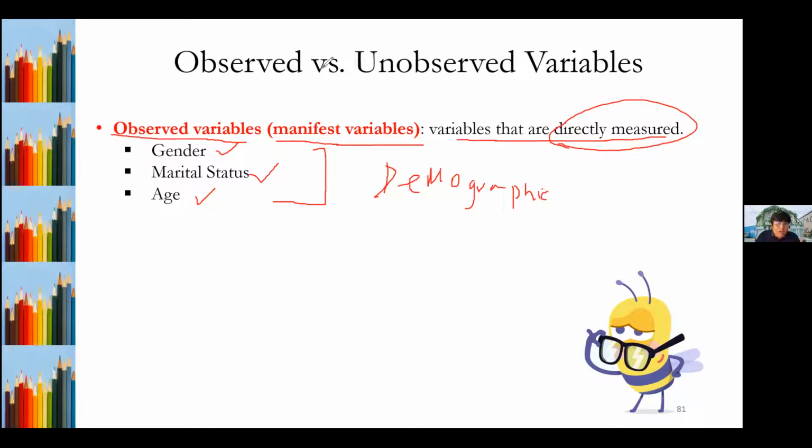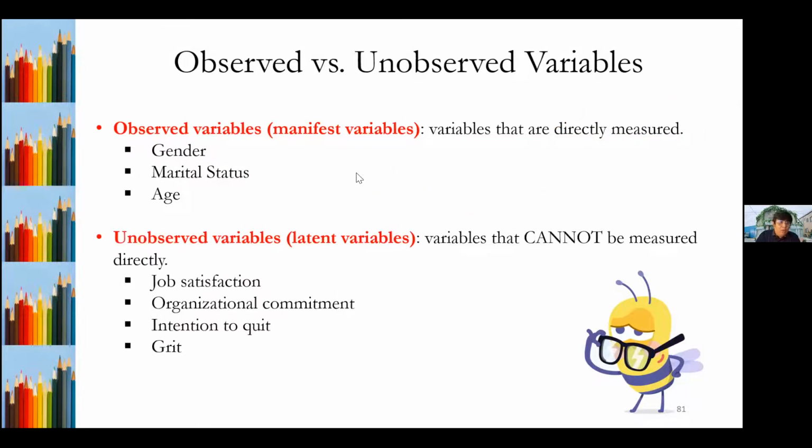Okay? On the other hand, we also have what we call unobserved variables. Okay? Or also called latent variables. Latent variables are variables that cannot be measured directly. Okay, for example, you want to measure job satisfaction or organizational commitment or intention to quit or grit. Okay, of course, we cannot directly measure them. Walang direct measurement sa mga ito.